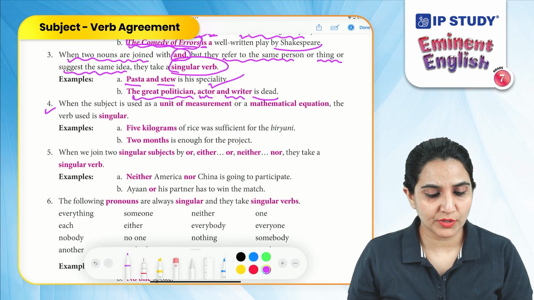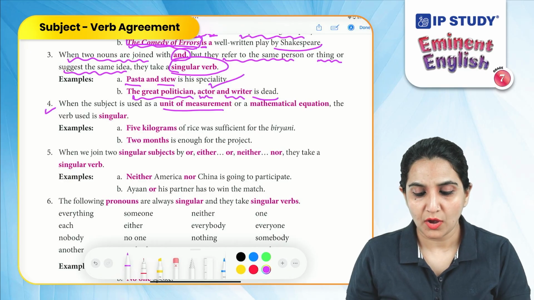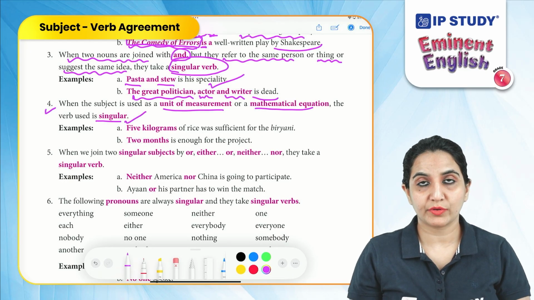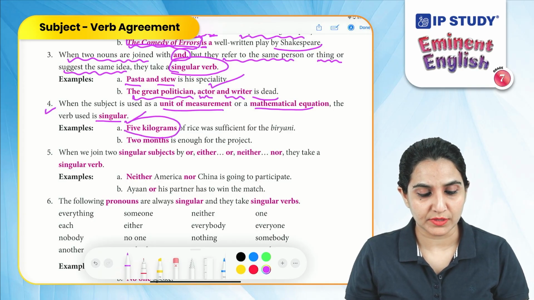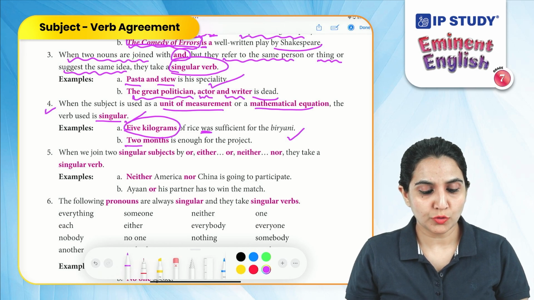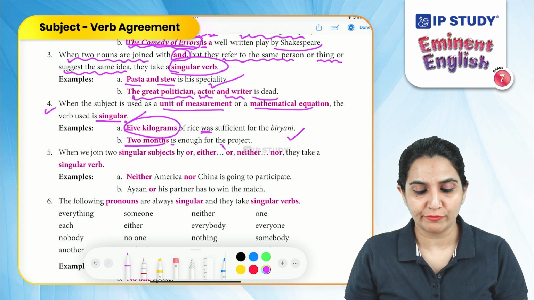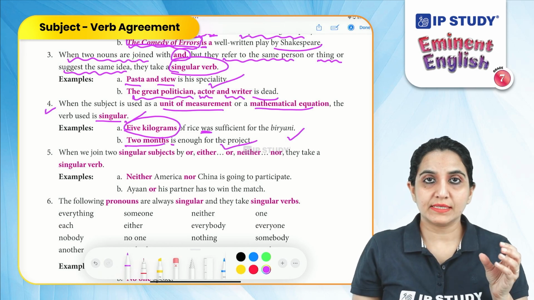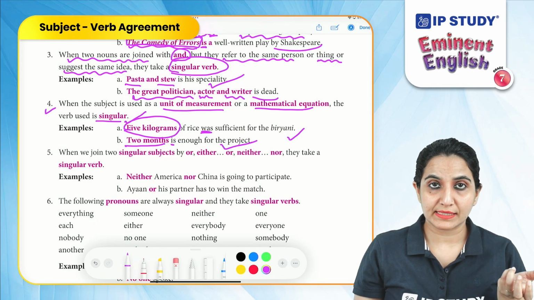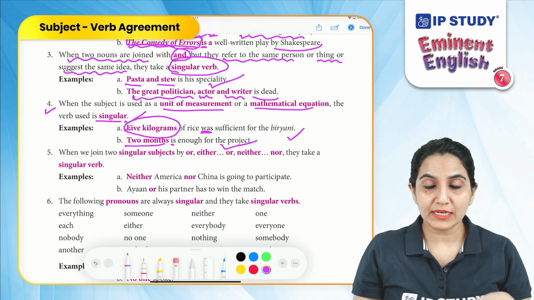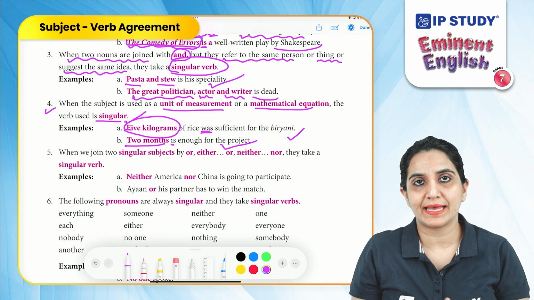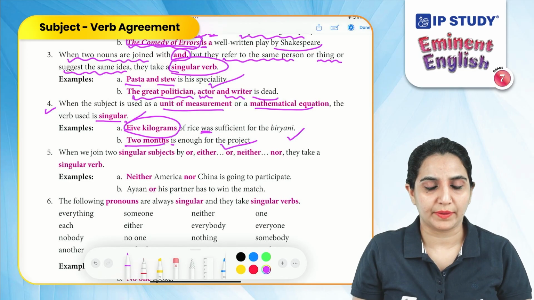When the subject is used as a unit of measurement or a mathematical equation, the verb used is singular. For example, "5 kilograms of rice was sufficient for the biryani." "2 months is enough for the project." So this is for a particular measurement, a unit of measurement, distance, time period and mathematical equation. For these we take them as singular subjects and hence we use a singular verb for them.